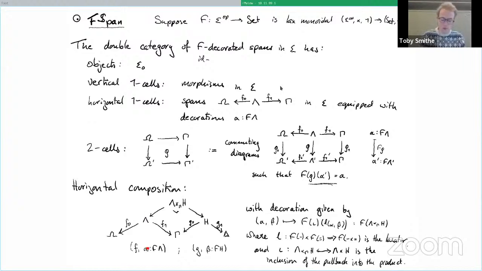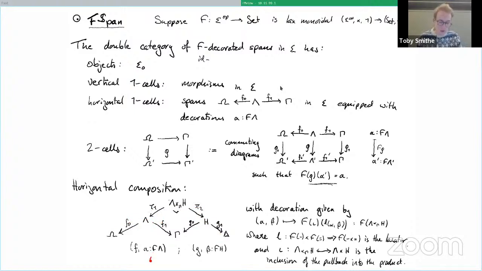Okay, so first of all, we need to do the horizontal compositions along the spans. So that works by pullback. As I mentioned, I'm assuming that we've got pullbacks in E. So we can just pull back the codomain and the domain maps to get an apex, which is this pullback object. This gives us a span by this composition by projecting out onto each leg.